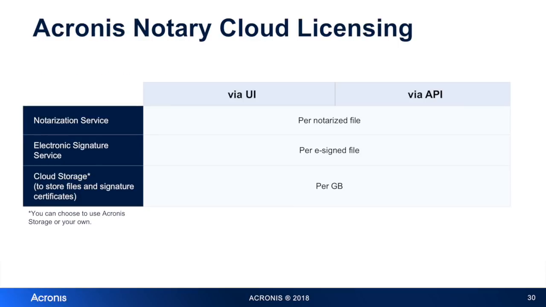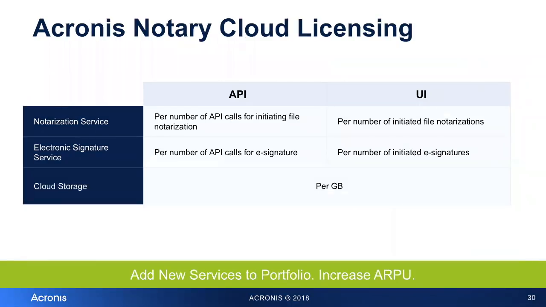How is it licensed? It's licensed a little bit differently than the other products that we have. The cloud storage portion of it, where your customer is storing their data inside of the notarization while it's waiting to be delivered, that is the same per gigabyte pricing that you're very much used to. But there is a charge per number of API calls, or the per number of initiated file notarizations or initiated e-signatures. It's sold in bundles.